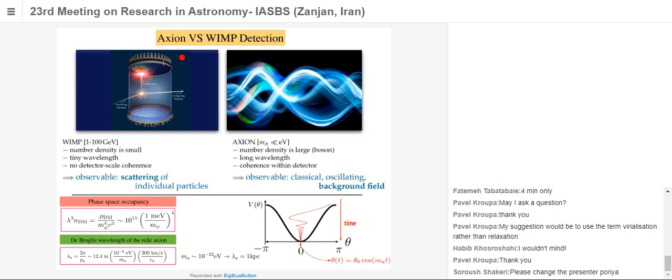So let me just explain what the main difference is between the axion and the previous dark matter candidate. People call them WIMPs, or weakly interacting massive particles. As is clear from their name, they have very large mass, between 1 to 100 giga electron volts, but the axion has very small mass.